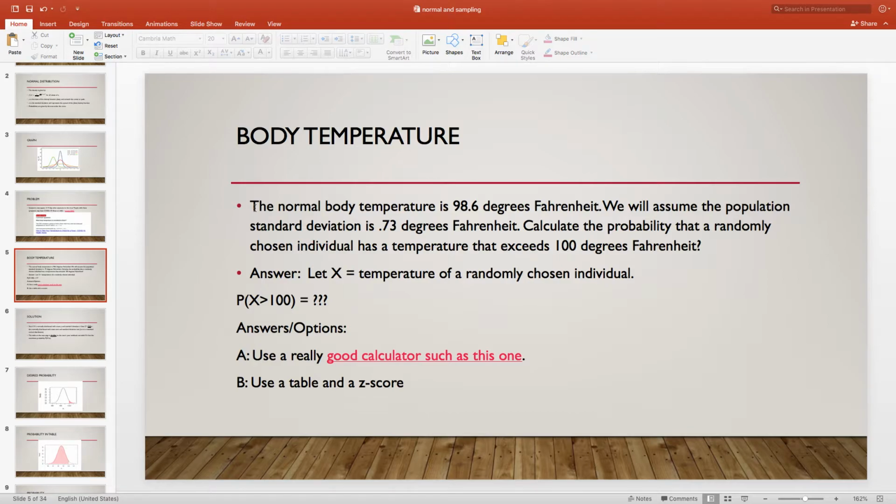Okay. So if you want to calculate this probability, you need to use a really good calculator, or you can use your table in the z-score that's in the back of your book. And our goal is to calculate this probability.